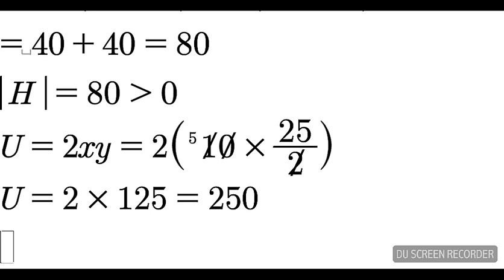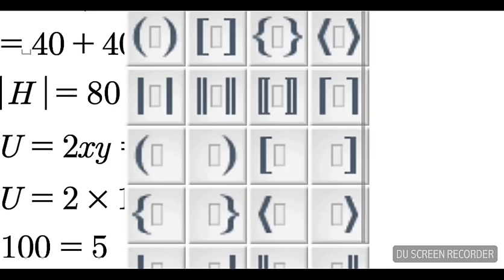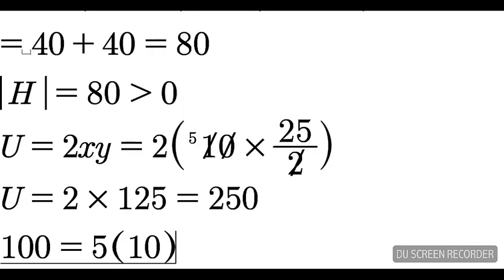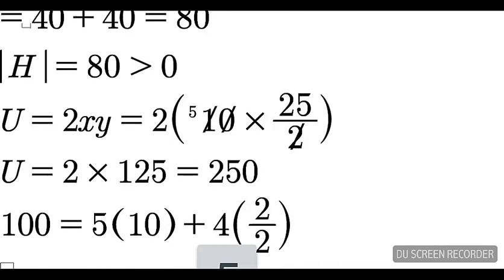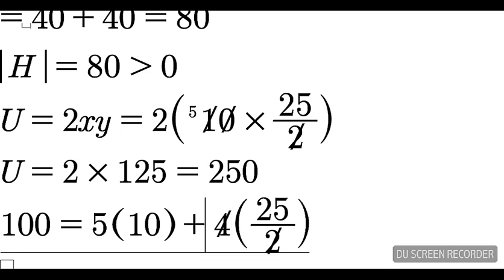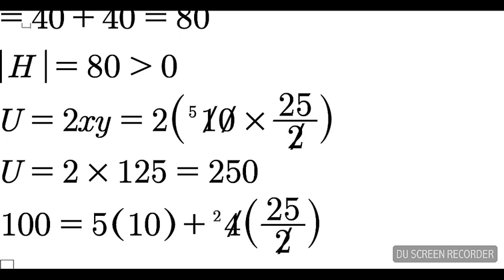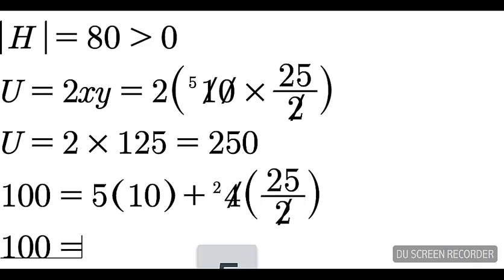are the outputs that maximize the monopoly's utility. And when we substitute these outputs into our second equation, the budget equation, we shall see that our income is exhausted. Our income of 100 is exhausted. That is 100 equal to 5 of 10, X is 10, plus 4 of the fractional value of Y, which is 25 over 2. 2 cancels 4 to give 2, so I am left with 2. 2 times 25 is 50. So we have 100 equal to 50 plus 50.